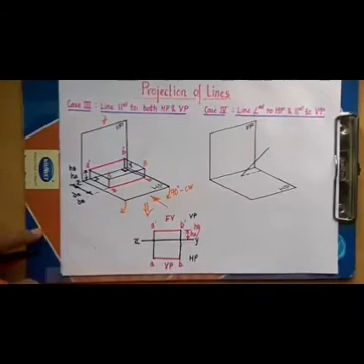So the conclusion that we can draw is, when a line is parallel to HP or VP, both its front view as well as top view are going to be parallel to XY line.